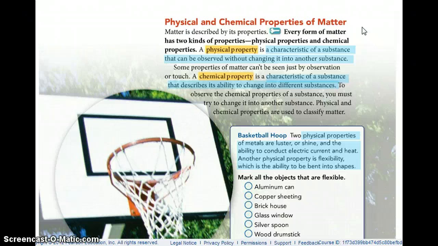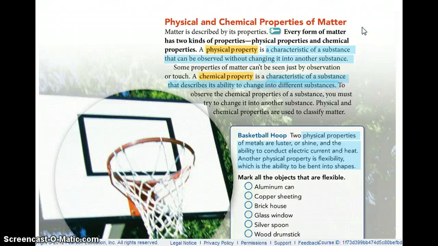If you think of the word physical, this is things more that you can see, touch. It is the properties that are going to be visible without changing the substance. Where a chemical property is going to describe more of when a substance can change, the ability for it to change. When we get into section 4, we're going to talk about physical changes and chemical changes. A chemical change is when something changes into something totally different.